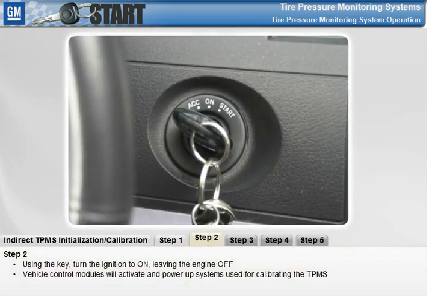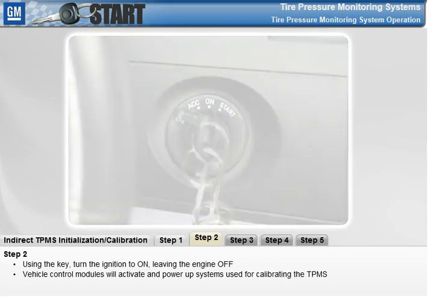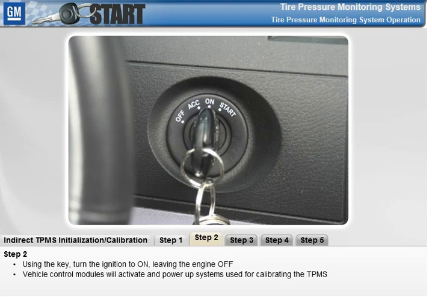After all of the tires are set to the vehicle recommended tire pressure, start the process by cycling the ignition. Using the key, turn the ignition to on, leaving the engine off. This will initialize the vehicle's control modules and power up systems used for calibrating the TPMS.